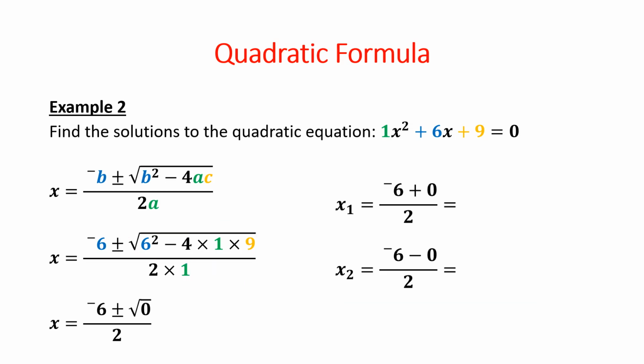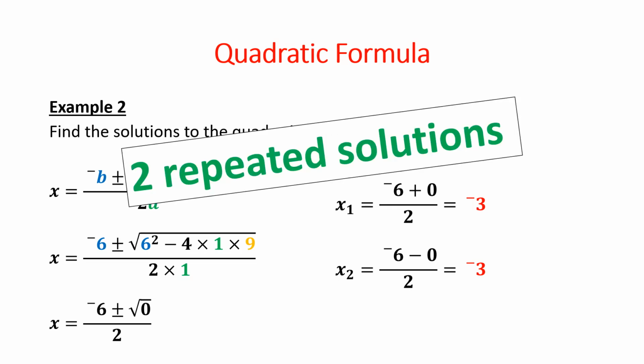Now again, there are 2 solutions to every quadratic, but in this example, it's going to give us the same solution because we're going to plus 0 and then we're going to minus 0, and that's not going to change our answer. So we end up with minus 3 or minus 3. And in this example, we call it 2 repeated solutions. There's 2 solutions, they're just the same solution.